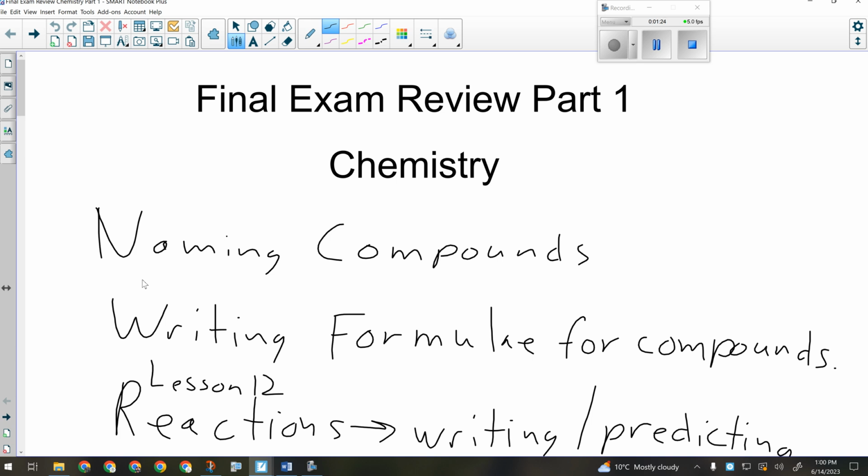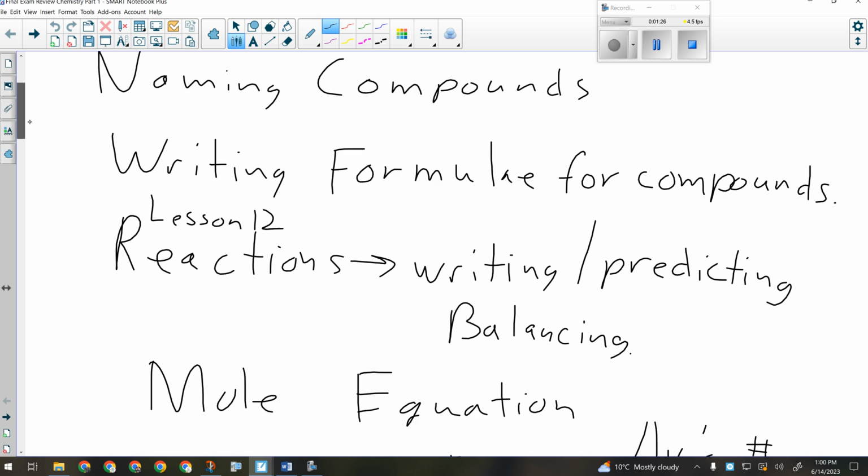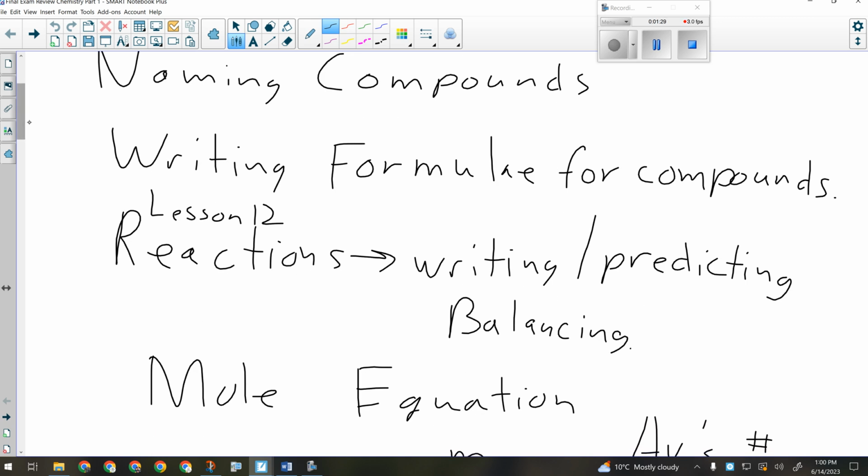And then the next most important thing, lesson 12, writing reactions, writing and predicting the products of a chemical reaction. As I said already, you're definitely going to be asked to do that on your final exam. So know your 5 reaction types: synthesis, decomp, single replacement, double replacement, combustion. Know their rules. Remember, combustion's got special balancing rules. And you have a whole bunch of practice questions in your digital workbook and in the final exam review package that I posted last week.